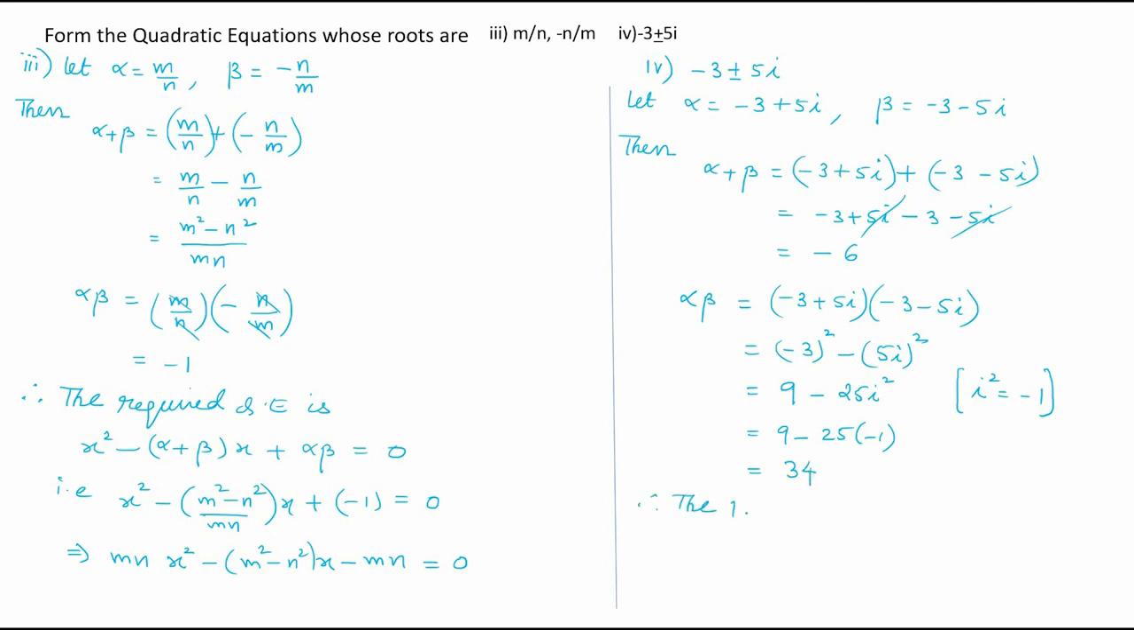Therefore, the required quadratic equation is x square minus sum of the roots into x plus product of the roots equals to 0. That is, you need to substitute the value of alpha plus beta, which is minus 6, into x plus 34 equals to 0, which implies the equation is x square plus 6x plus 34 equals to 0.